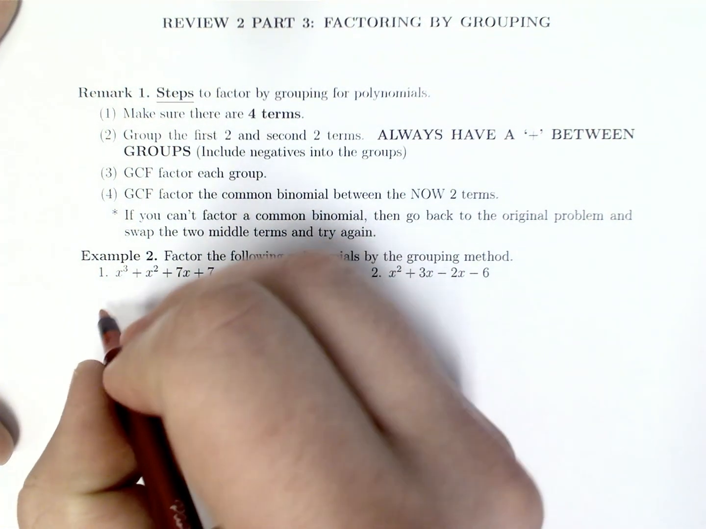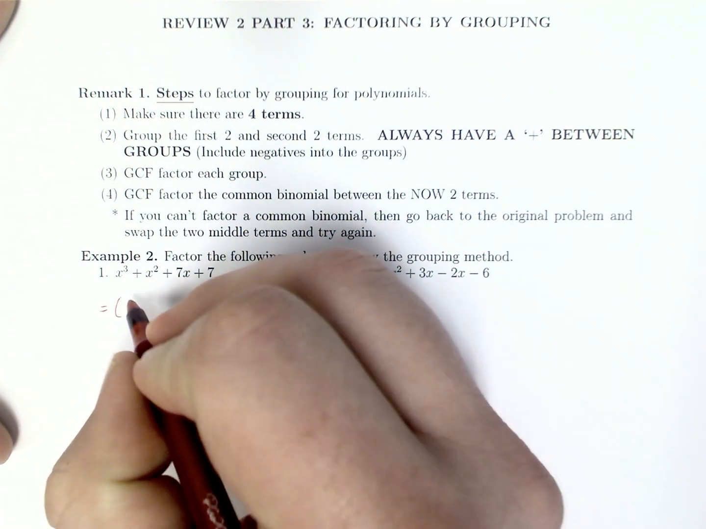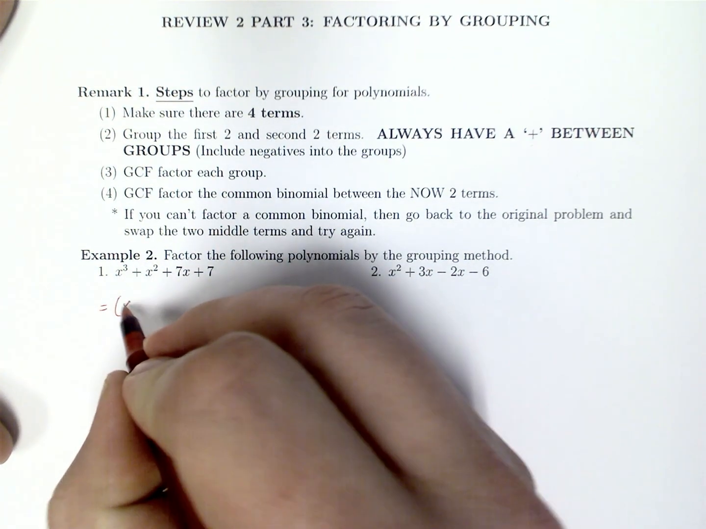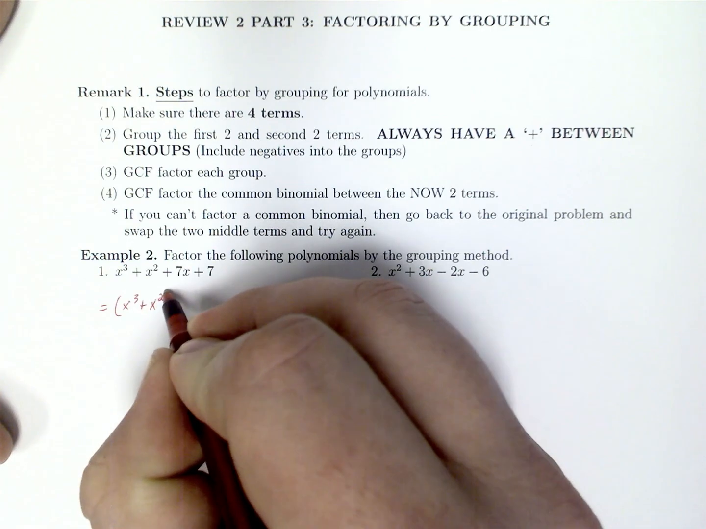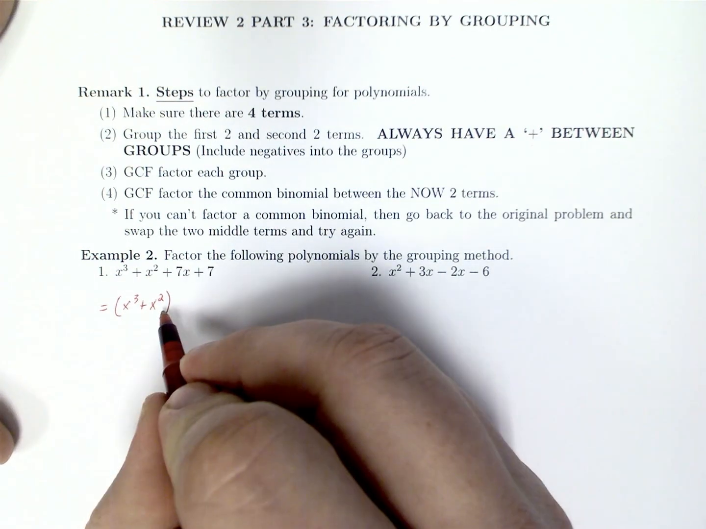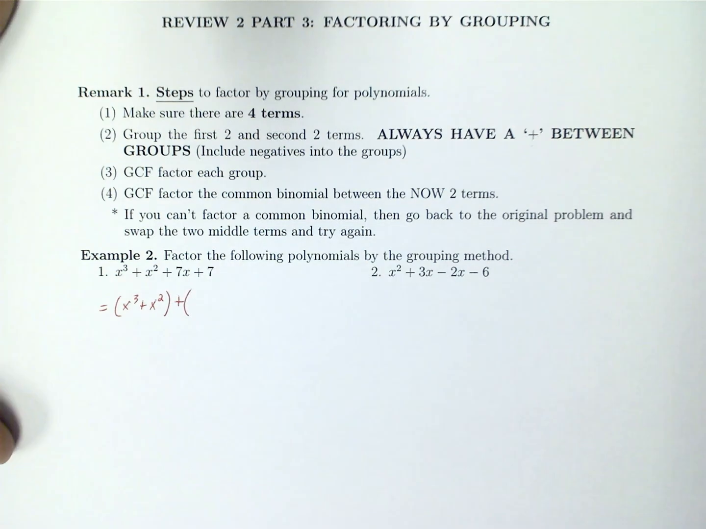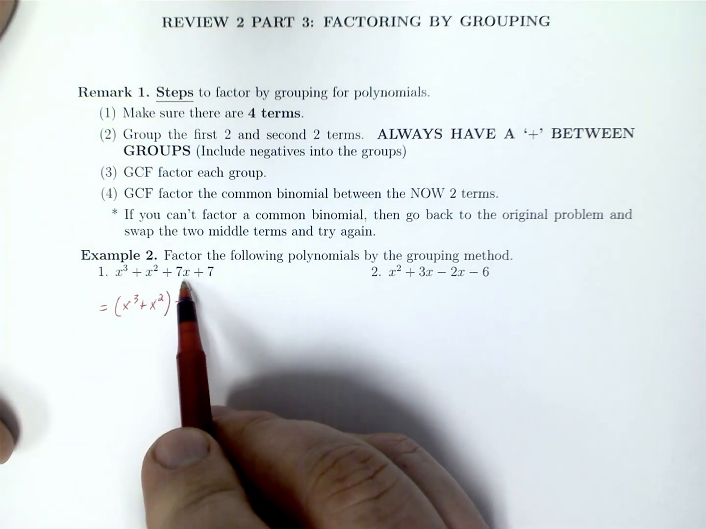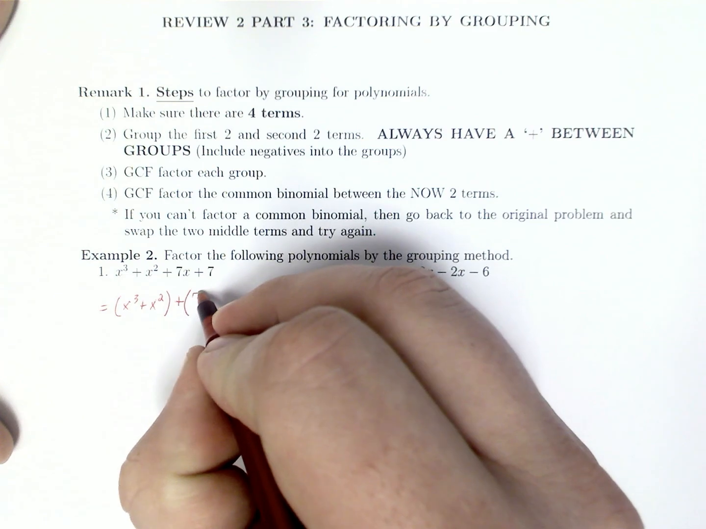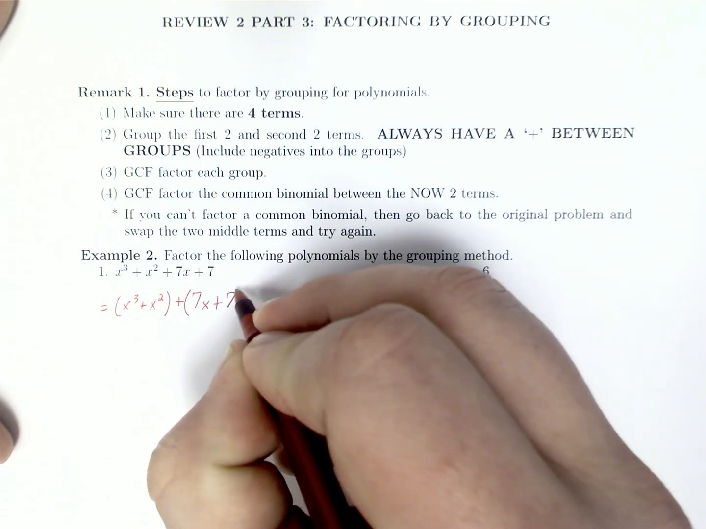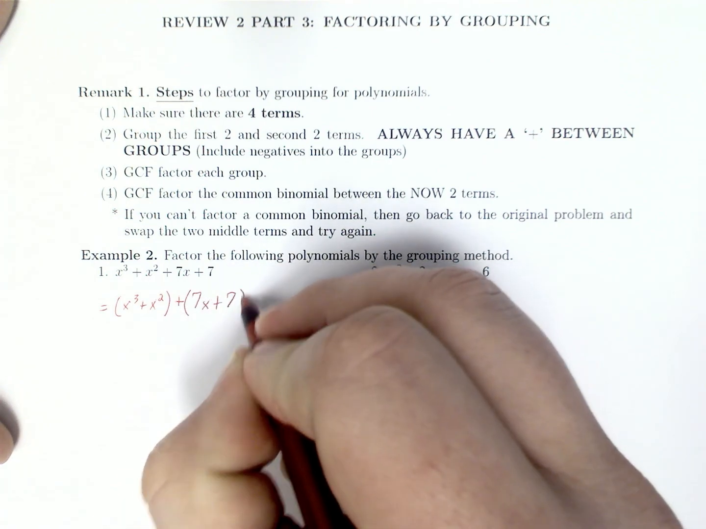So we can go through and form the groups. I'm just going to, again, keep it simple and group the first two terms here. Between groups, we're always going to put a plus. Then in this one, we have plus 7x plus 7. Again, if this was a negative, it would be included over here. We just say plus, and then parentheses, 7x plus 7.